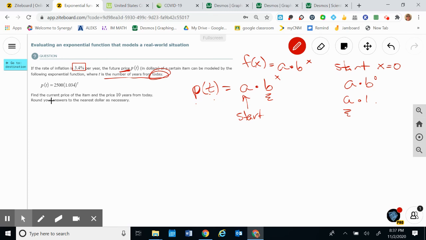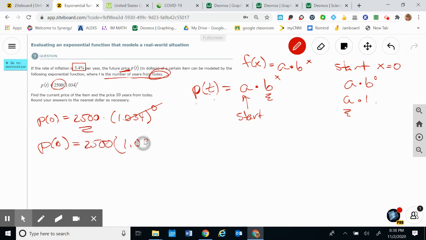So the current price is really just this. But you could actually plug it in. Nobody's stopping you from doing the math. 1.034 to the 0 power is going to be 1, and it's just going to be 2,500. Then you want to do P of 10. So you're going to plug in 2,500 times 1.034 to the 10th, and you would plug that into your calculator.